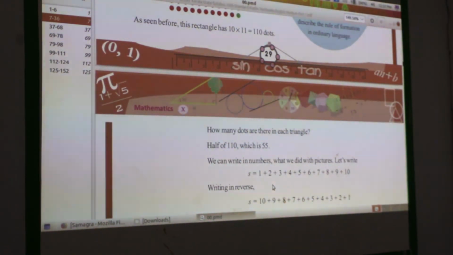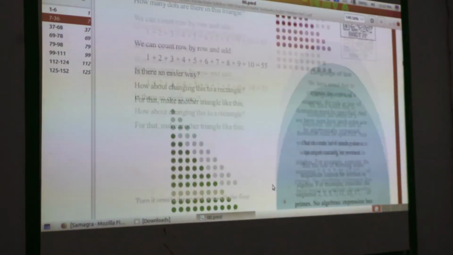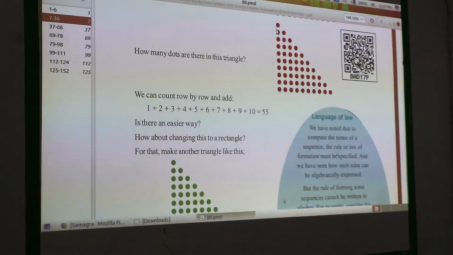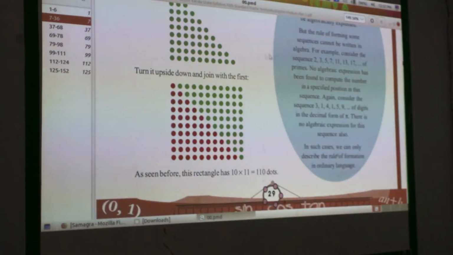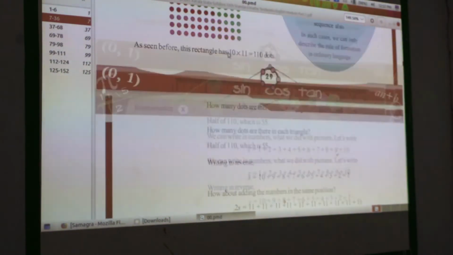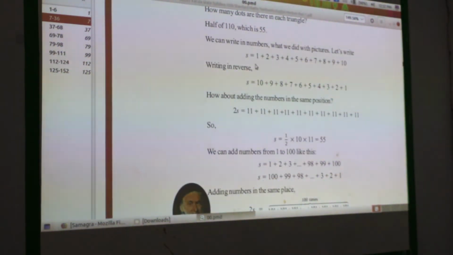The first red triangle contains 1 plus 2 plus 3 plus 4 plus etc. up to 10, which is equal to 55. Then this green triangle again contains 55 dots. Then we write the sum here as S is equal to 1 plus 2 plus etc.